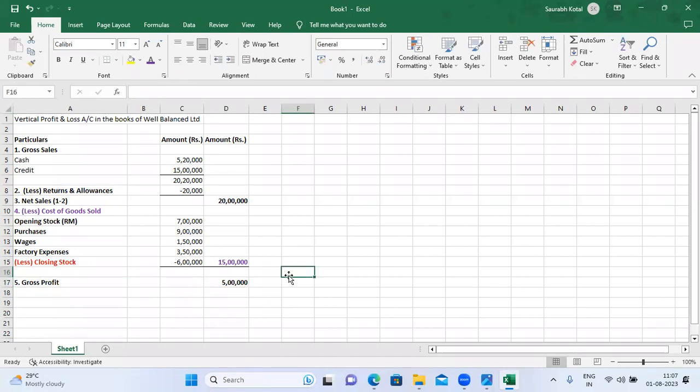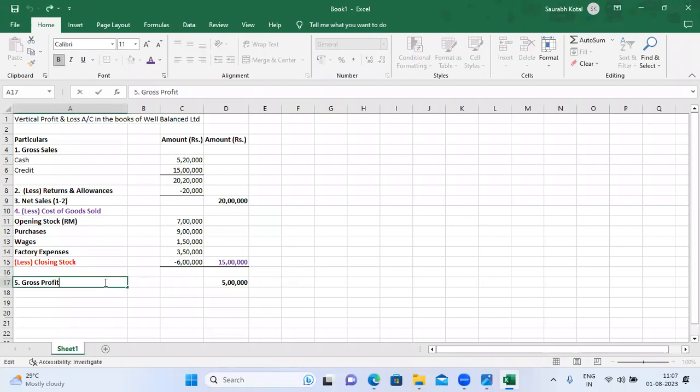Gross profit. How do you get this gross profit? From net sales, that is point number 3, minus point number 4. That is how you get your gross profit. Please reply so that I can move forward.